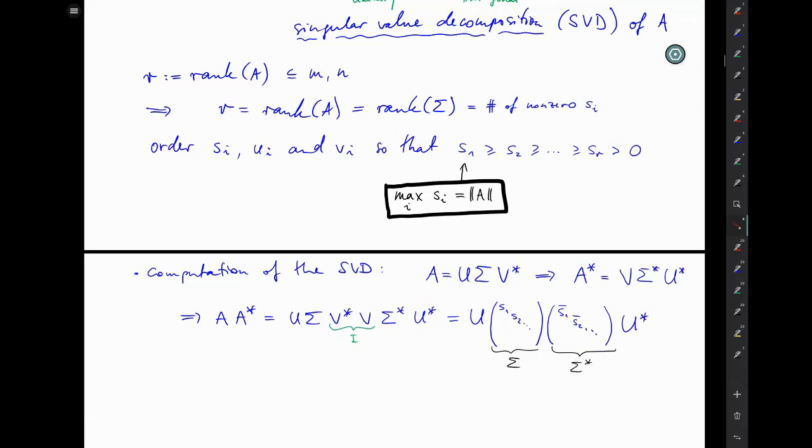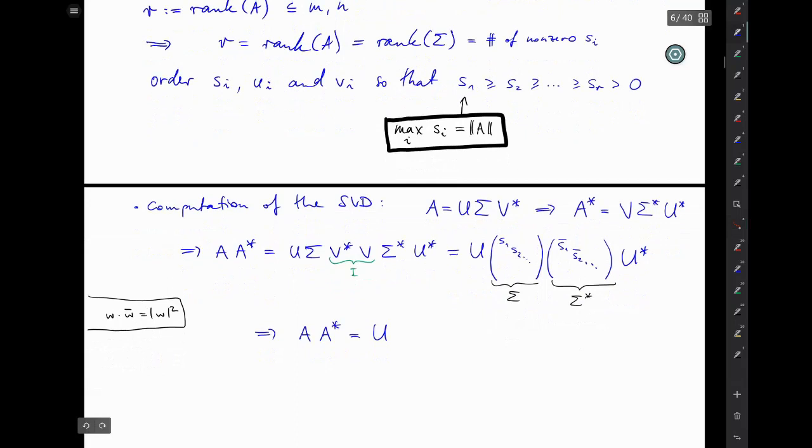And of course you know how to multiply diagonal matrices, and you know what a complex number times its complex conjugate is. It's the modulus of your number squared. You get that A times A star equals U times the product of sigma and sigma star times U star.